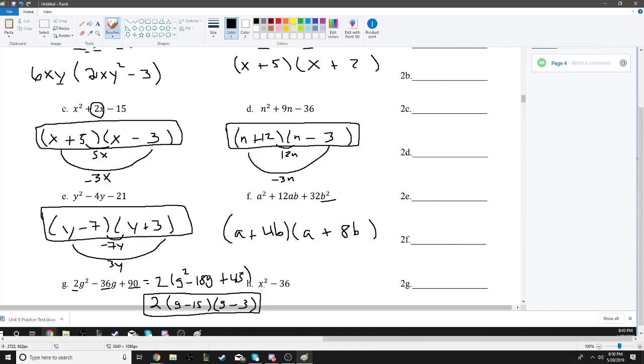For h, notice there's 2 terms, and they're both square rootable. So this is called the difference of 2 squares. Square root of x squared is x. The square root of 36 is positive 6 and negative 6.